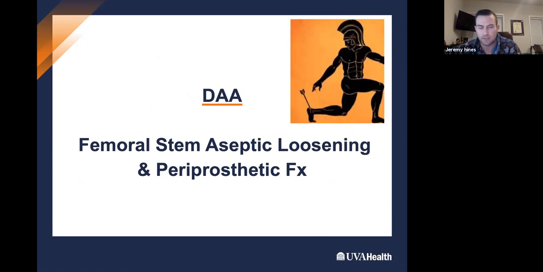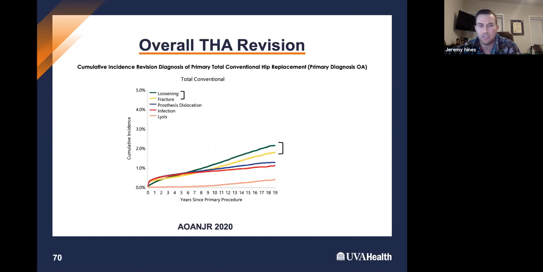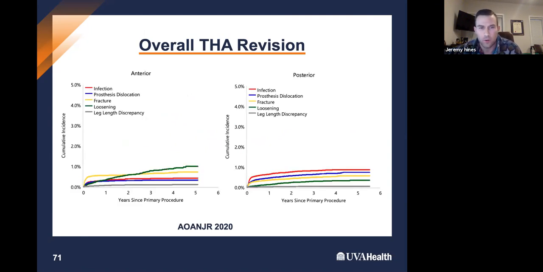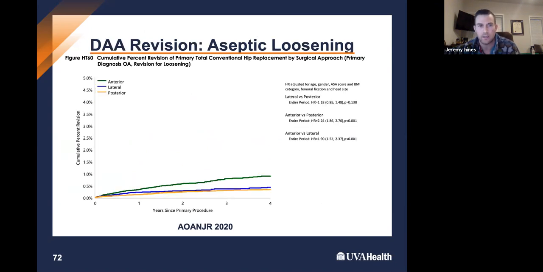Kind of the Achilles heel here that I found with the DA approach in terms of exposure is aseptic loosening and periprosthetic fracture. A lot of this data is going to come from the Australian Joint Registry. If you look at cumulative incidence of revision for all hips, loosening and fracture are up there. And then we look at the direct anterior and the posterior. Here again, I'll focus on the anterior. And it's not necessarily infection or prosthetic dislocation, but it's fracture and loosening. And those, if you have a fracture or something's loose, oftentimes require a revision.